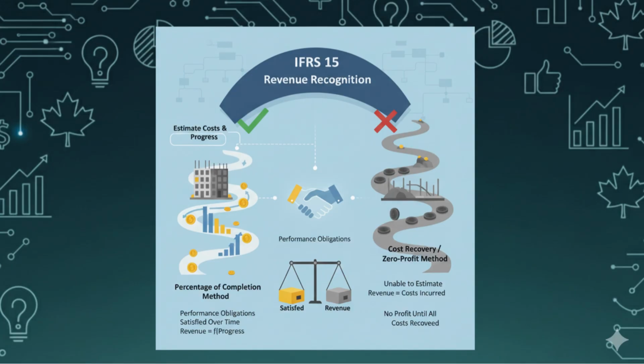That means if the company can reasonably estimate costs and progress, it uses the percentage of completion method. If not, it falls back on the cost recovery method, which means that revenue is recognized to the extent of the costs incurred. Cost recovery method is also known as the zero profit method.